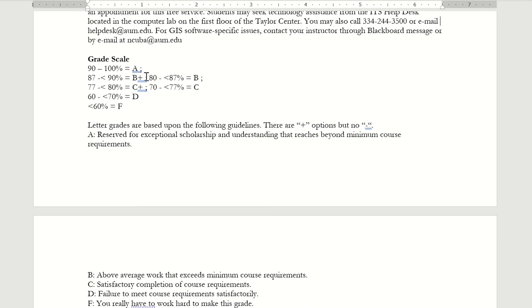Next, here is the grade scale. So essentially, there are no minuses, no A minus, B minus, C minus like that. There are B and C pluses. And for these, I've just listed out the numerical grades that correspond with the letter grades there.